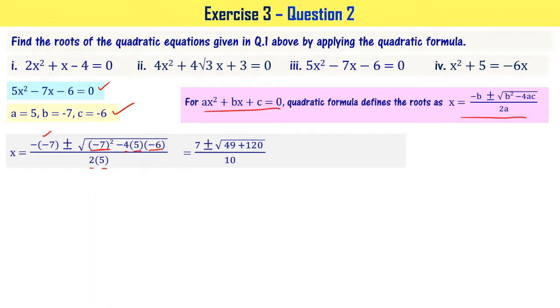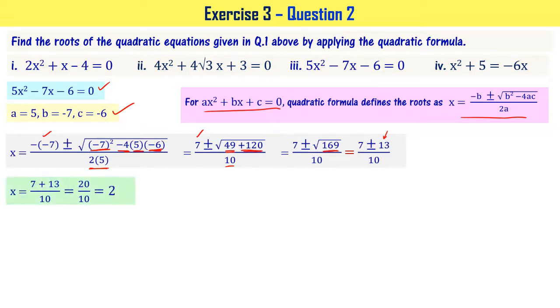Minus times minus 7 is plus 7, right? We have kept plus or minus as is. Square root of minus 7 square is 49, right? This is 4 times 5 times minus 6, minus 4 times 5 times minus 6 is plus 120, right? 2 times 5 is 10. Now let's further simplify this such that I can write it as 7 plus or minus square root of 169. 49 plus 120 is 169, right? Divided by 10. Square root of 169 is 13. So we have x equal to 7 plus or minus 13 divided by 10, right?